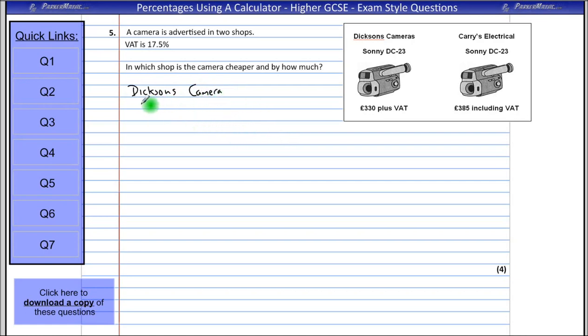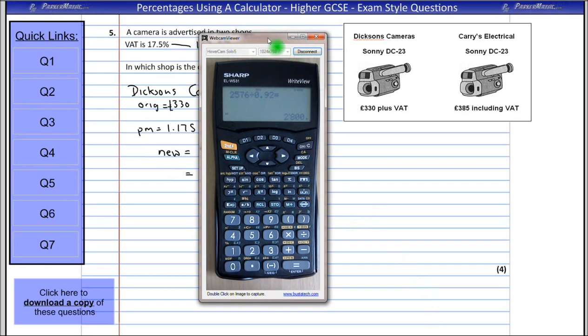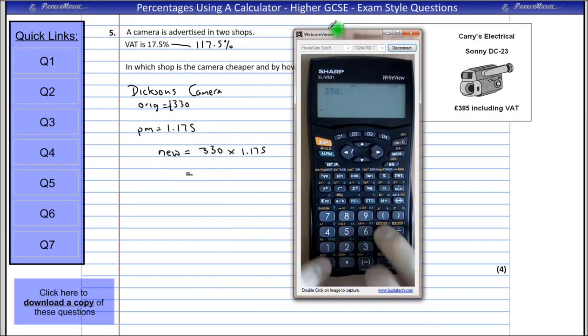And we're going to say that the original amount equals £330. Our percentage multiplier, well, if we're increasing by 17.5%, that means our new amount will be 117.5%. So this, divide that by 100, would be 1.175. So to get our new amount, we are going to do our original amount, which is 330, multiplied by 1.175. And if we do that, we get £387.75.